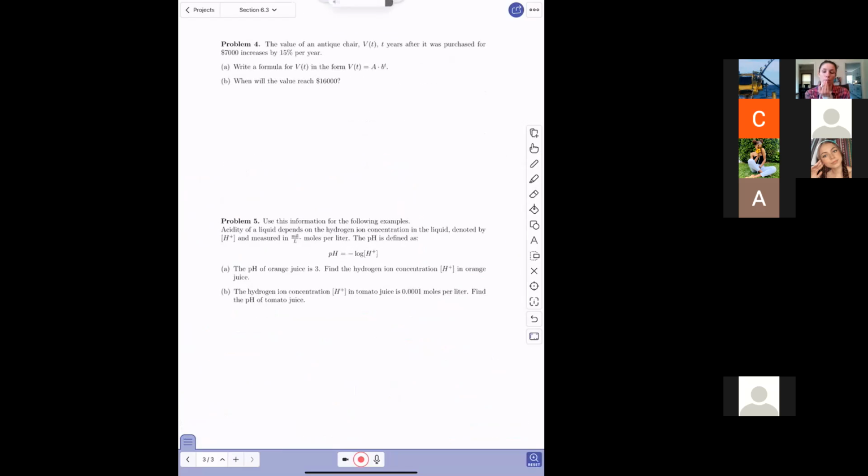Last page. Problem 4. The initial value of an antique chair, T years after it was purchased for $7,000, increases by 15% per year. We've definitely done this problem before, at least the first part. Problem A, write a formula for V of T in the form V of T equals A times B to the power T.